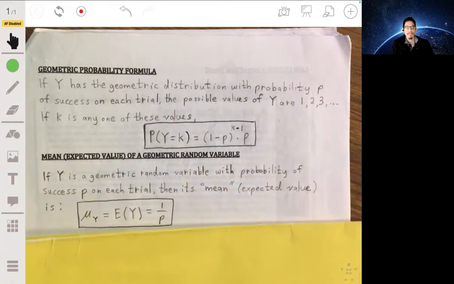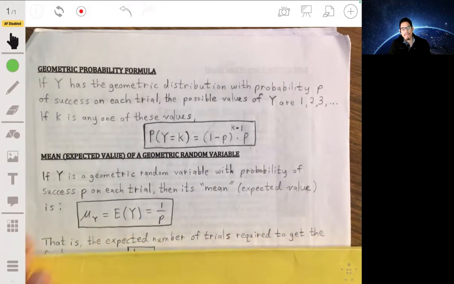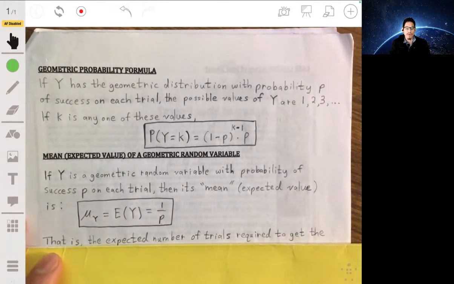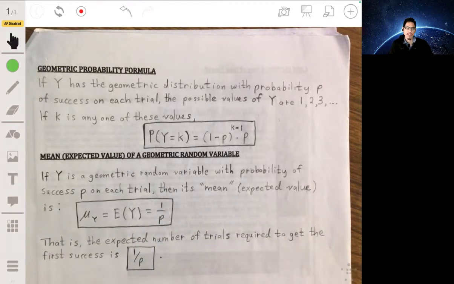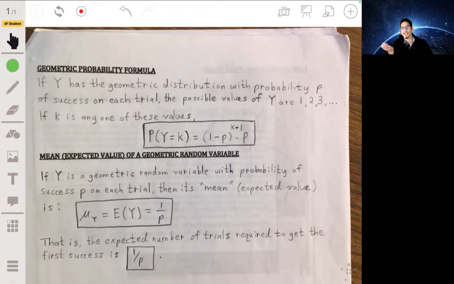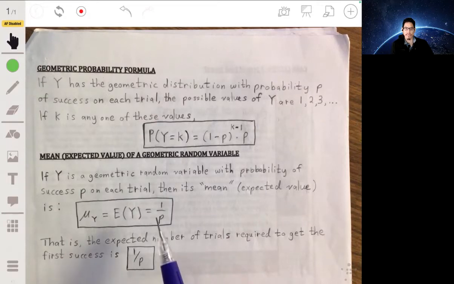Now, the mean of a geometric random variable is just going to be equal to 1 over the probability of a success. So 1 over p. We also say the expected value of y or the mean of y. So what this means is that this is what we would expect to be the number of trials that we would have to take to get a success. So basically, on average, we would expect this many trials before we get our first success.